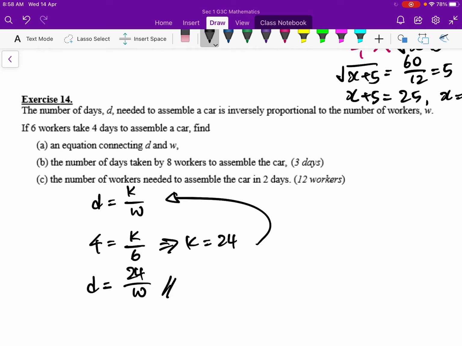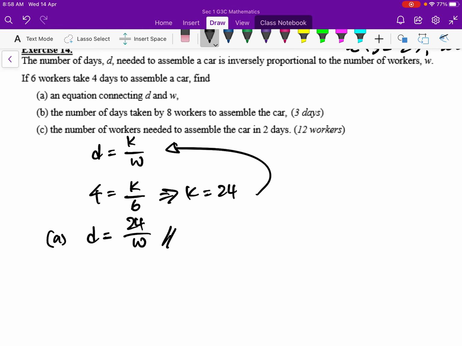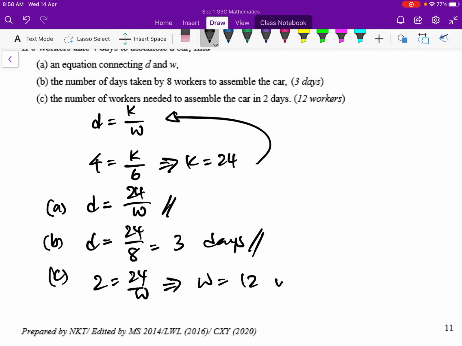Part A done. Part B, number of days for 8 workers to assemble. D goes to 24 over 8, 3 days. And then part C, number of workers for 2 days. 2 equals 24 over W. So W will be 12 workers.